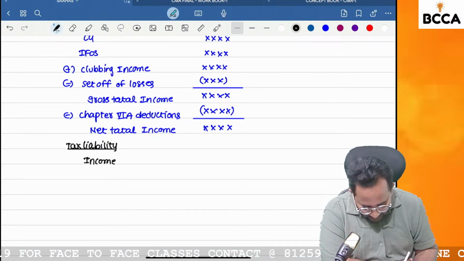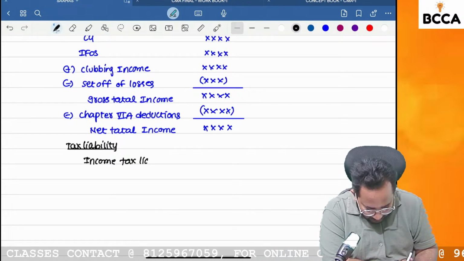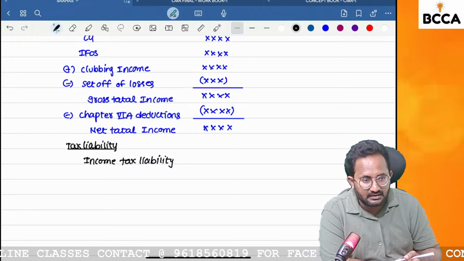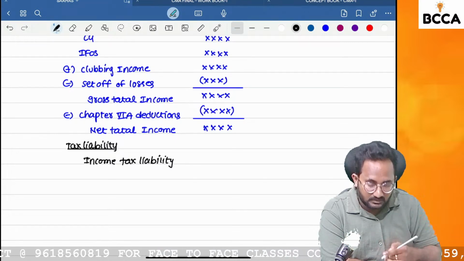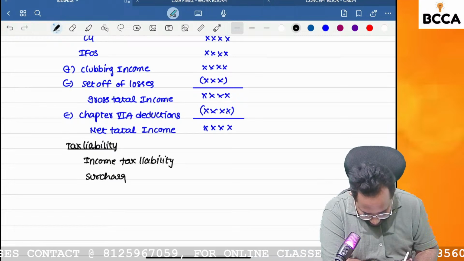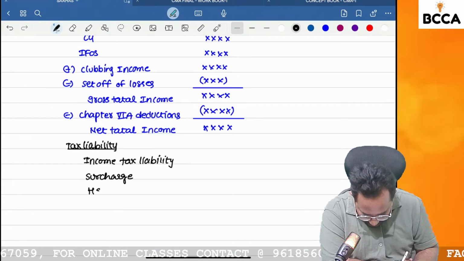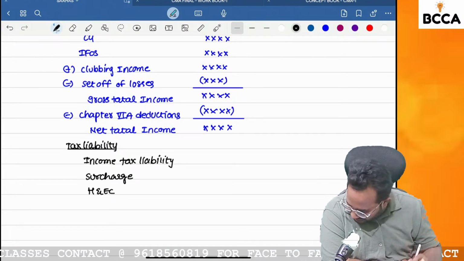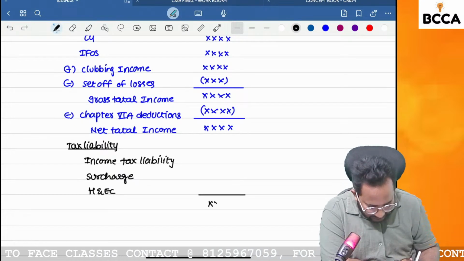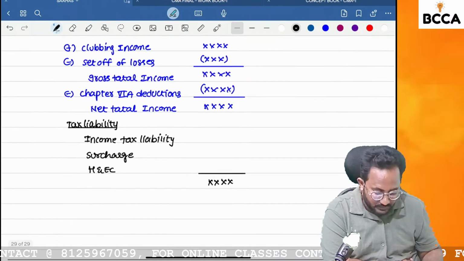Yes, income tax liability. For the purpose of finding out the income tax liability, we have normal tax rate, optional tax rate, and special tax rate. Yes, for that we have to add the surcharge. For that we have to add the health and education cess. Finally, you will get the tax levy. Okay.